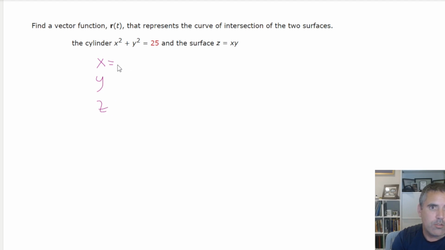Oh, hey, there's a circle, so I can do 5 cosine of t, 5 sine of t, and I need to figure out what z is, but it's the product of these two. So it's 25 cosine sine.